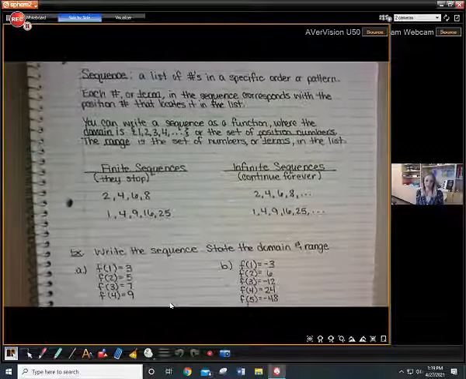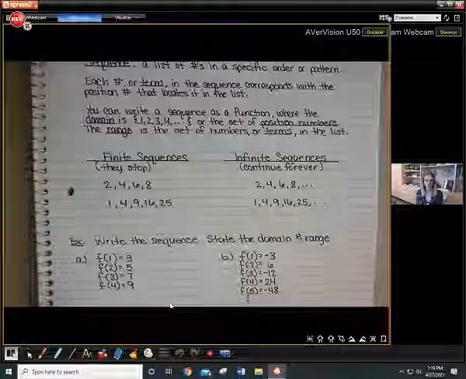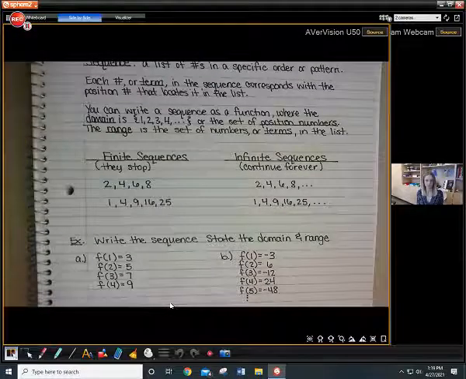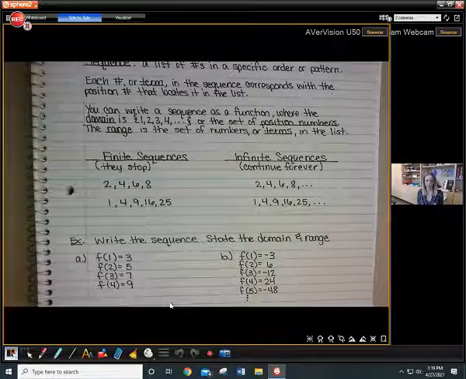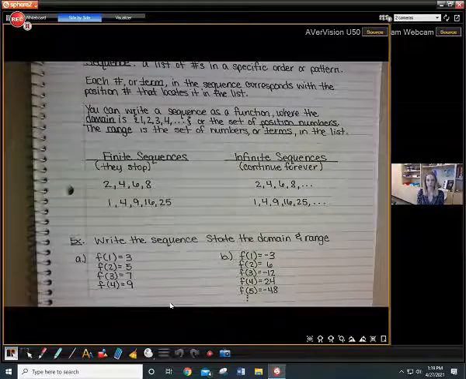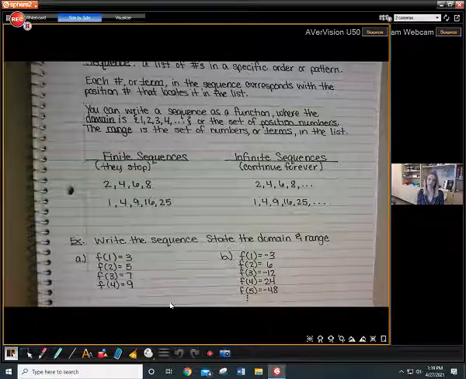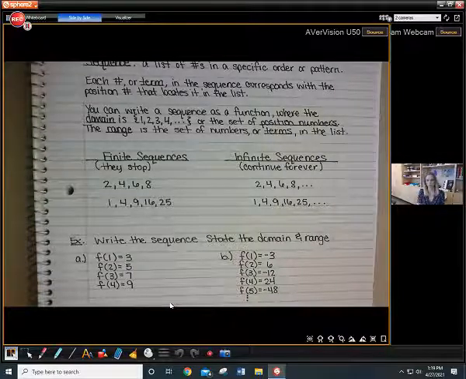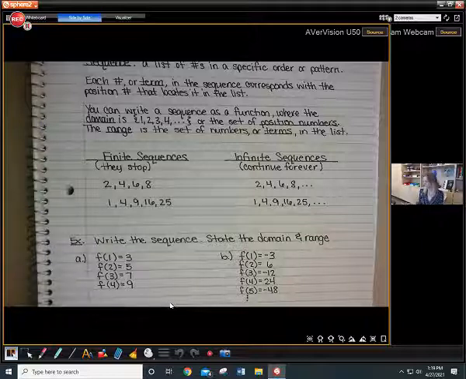So on this particular problem, I say write the sequence, state the domain, and the range. So remember the domain is the position number, or the input, and then the range is the term, which is going to be like our output.